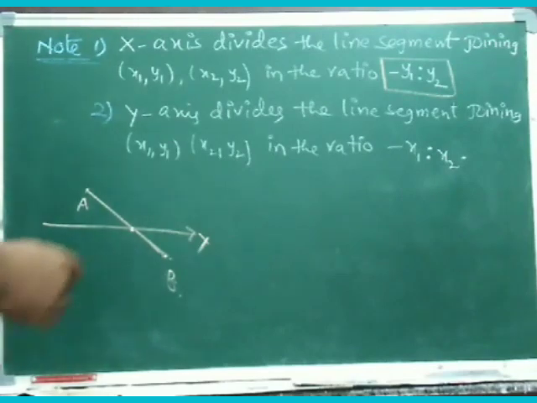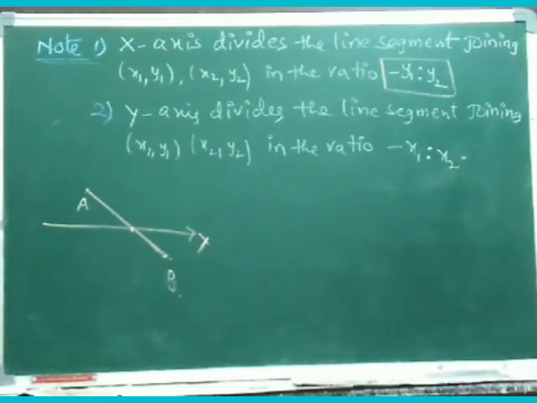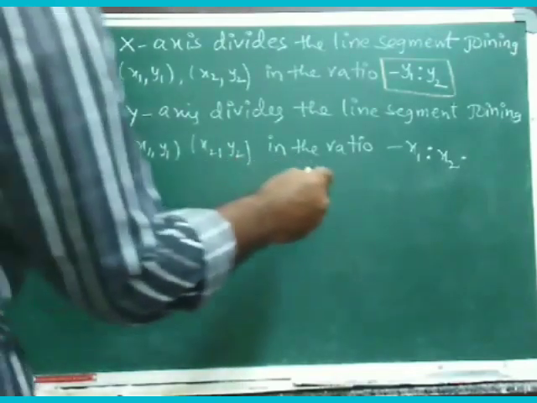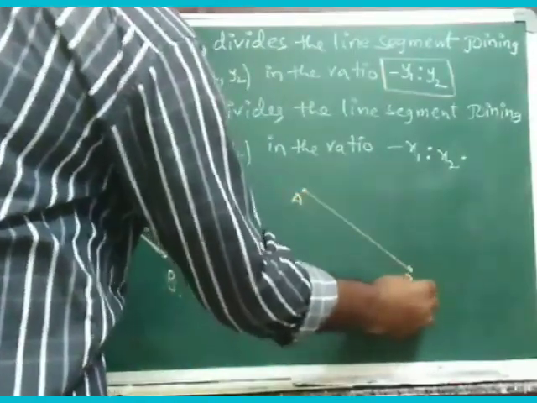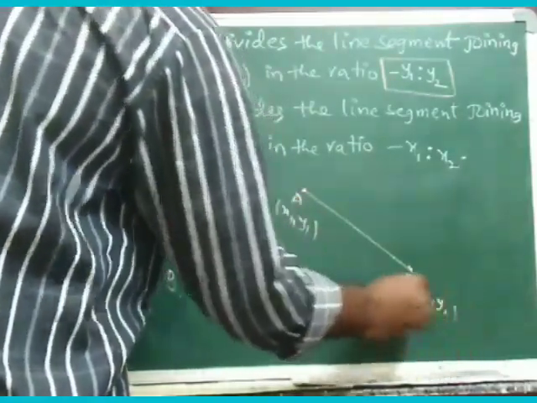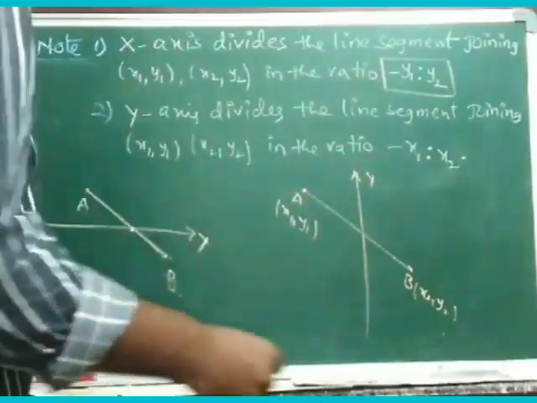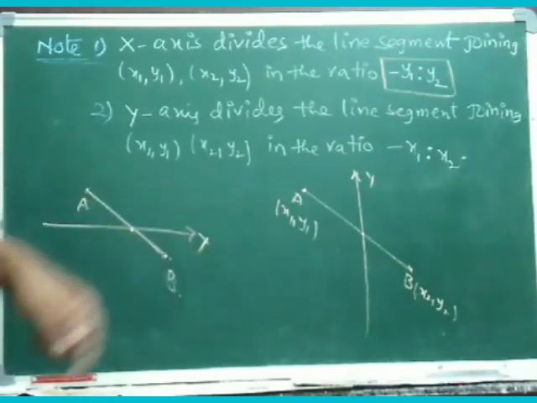Right? Now coming to the second point, the y-axis divides the line segment joining the points (x1, y1) and (x2, y2) in the ratio -x1 is to x2. So once again, suppose this is the line segment joining the points A and B, A always (x1, y1) and B is (x2, y2), and now this is nothing but the y-axis, isn't it? So now the y-axis is dividing this line segment AB in the ratio -x1 is to x2.